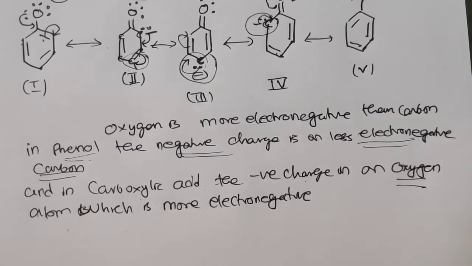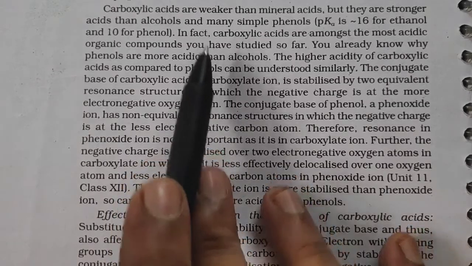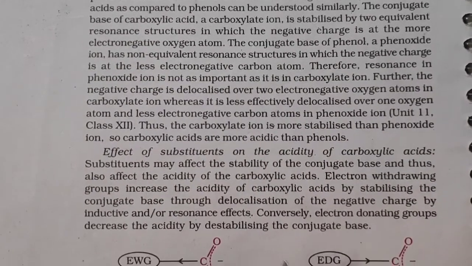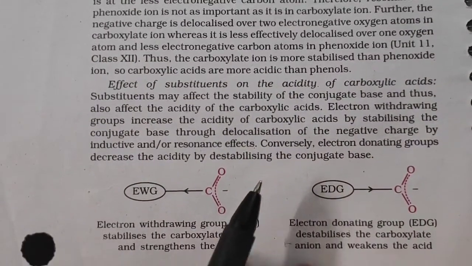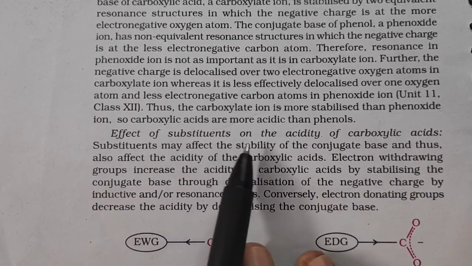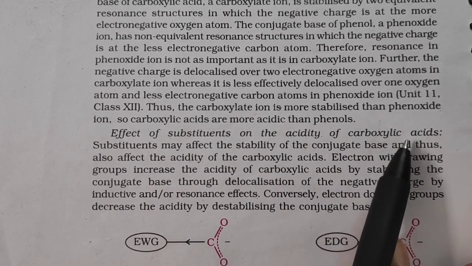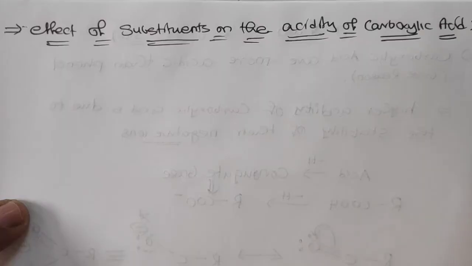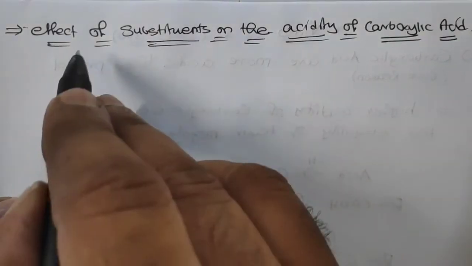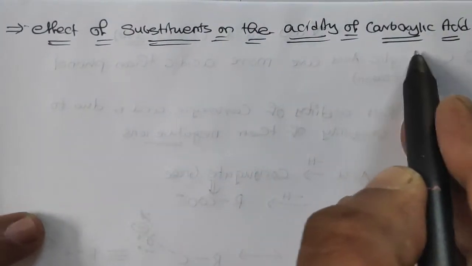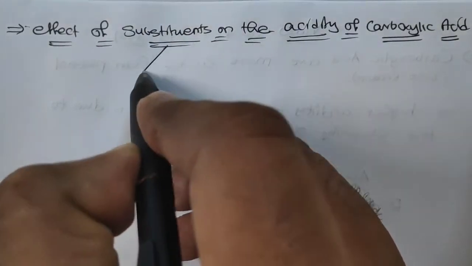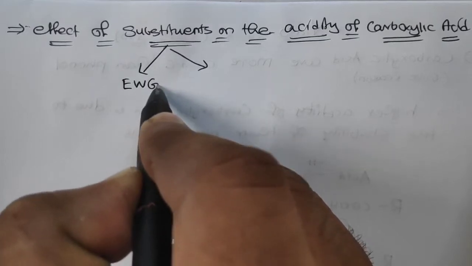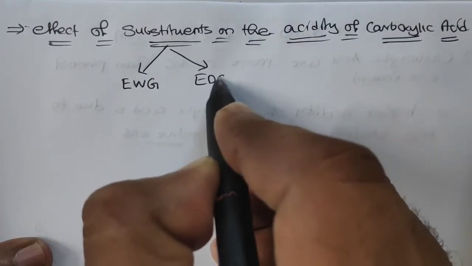Okay, this was the paragraph which I explained to you in our topic. Now the next topic we are going to discuss from your textbook, that is the effect of substituent on acidity of carboxylic acid. Now we are going to discuss the effect of the substituent on the acidity of carboxylic acid. When we talk about substituents, they are of two types. One is the electron withdrawing group, and another is the electron donating group.